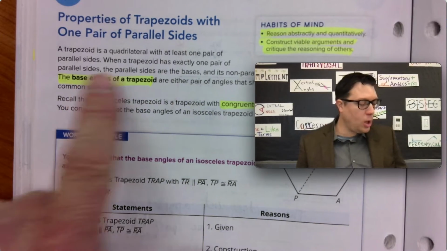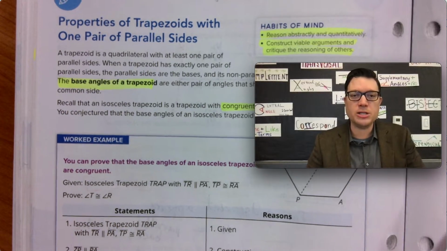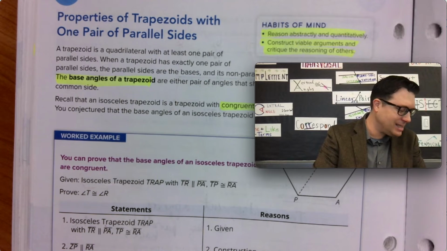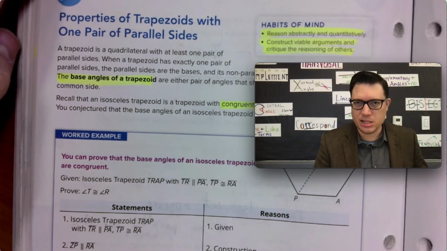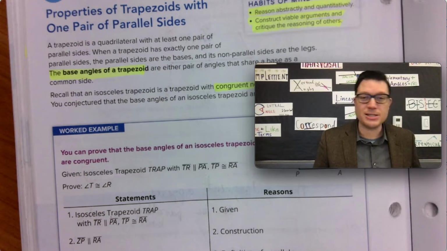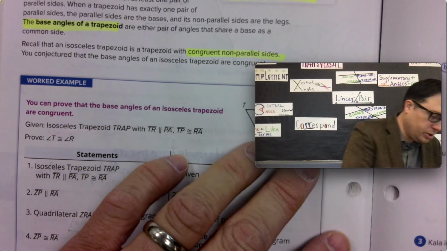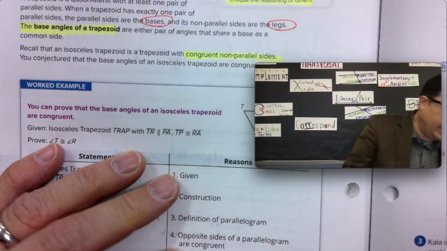A trapezoid is a quadrilateral with at least one pair of parallel sides, and when a trapezoid has exactly one pair of parallel sides, the parallel sides are the bases. And its non-parallel sides are the legs. So a little specificity: bases and legs of a trapezoid.